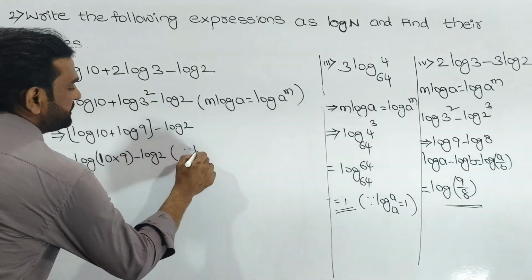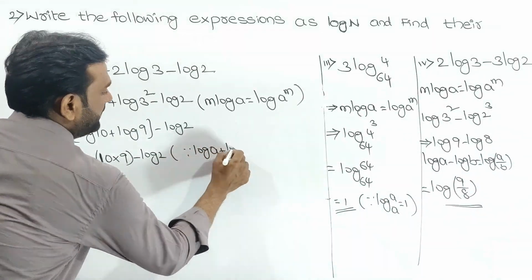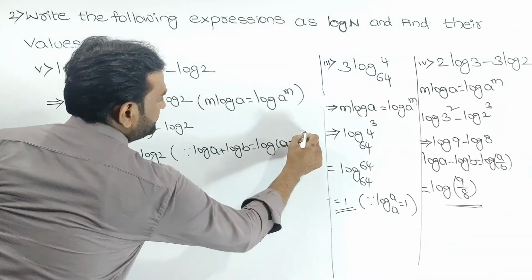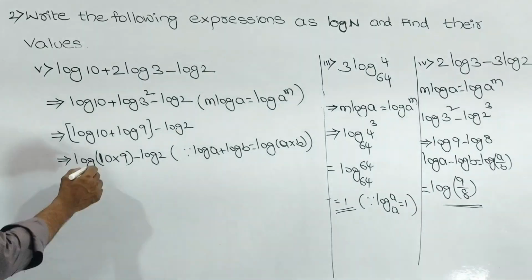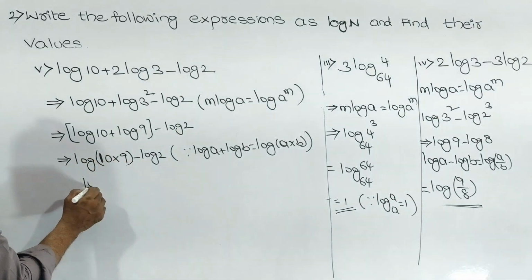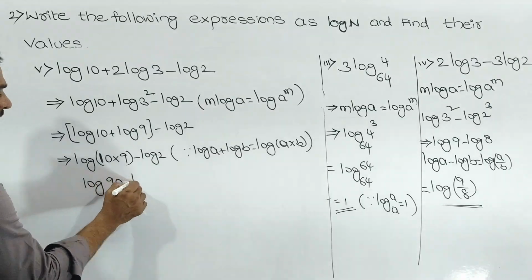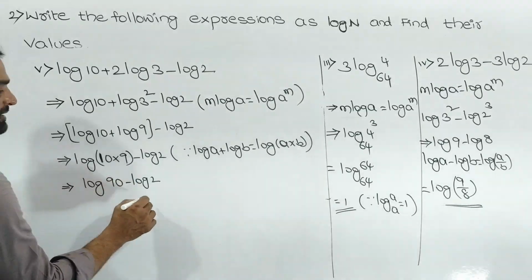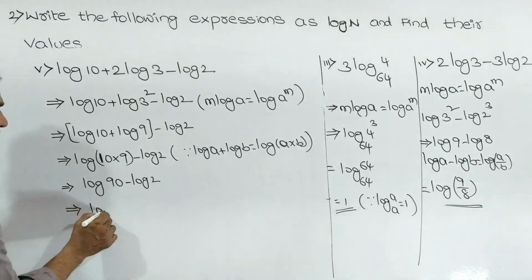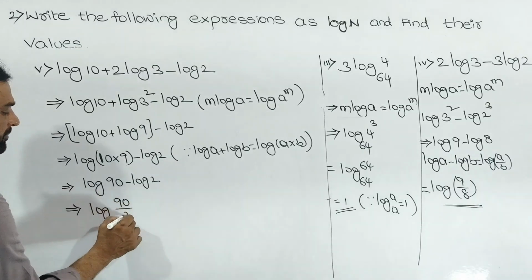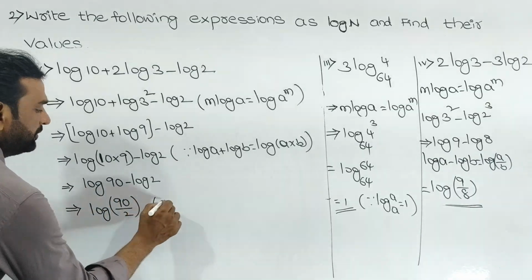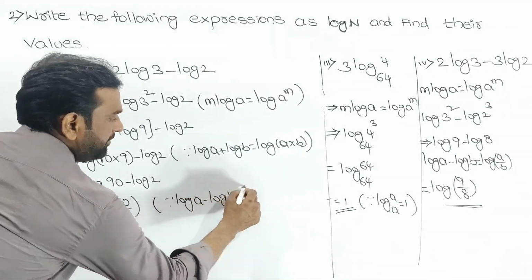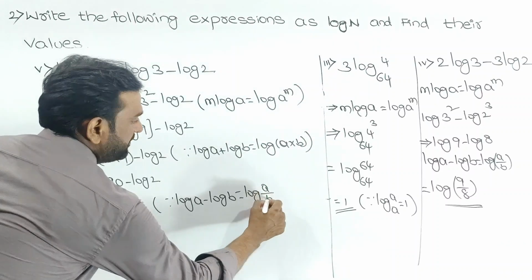How did we write it? By this formula, log a plus log b equals log of a into b. Okay, right. Log 10 into 9, log 90. Log 90 minus log 2. Again, it is like log a minus log b. Log a minus log b is log a by b, right? So log a means 90, b means 2, 90 by 2. Write down the formula, log a minus log b, that is log a by b.